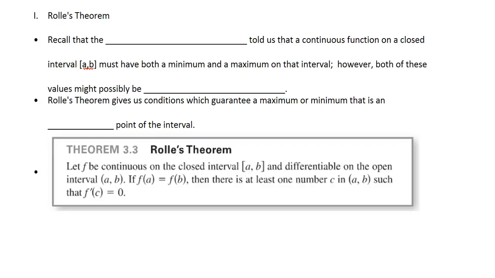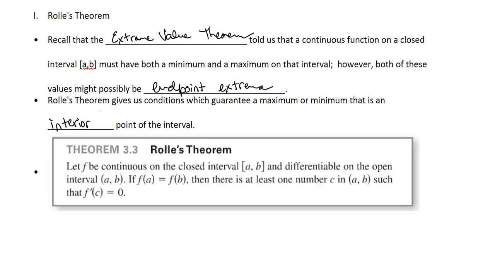In this video, we're going to talk about a theorem that's called Rolle's theorem. So recall from the previous section, the extreme value theorem told us that a continuous function on a closed interval from a to b must have both a minimum and a maximum on that interval. However, both of these values might possibly be endpoint extrema.